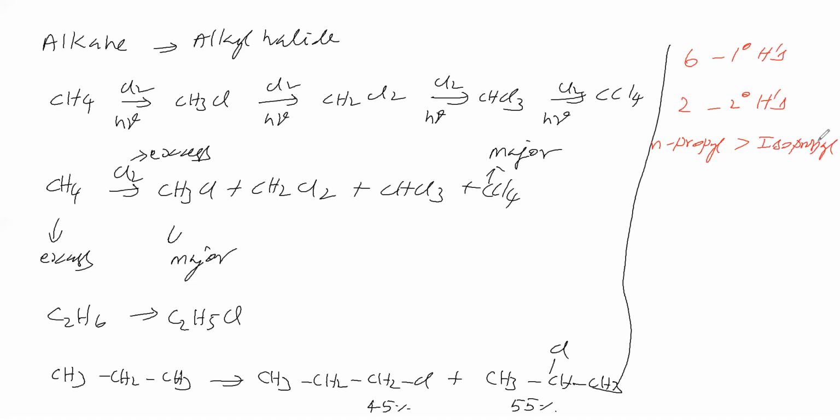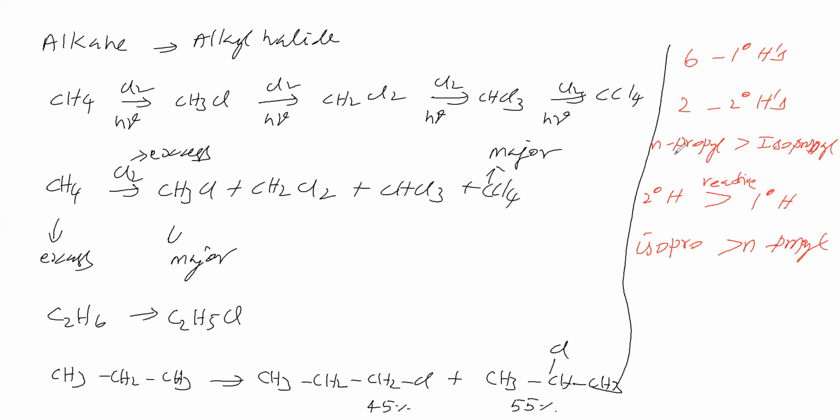Okay. Next, we'll see: secondary hydrogen is more reactive than primary hydrogen. As per this, isopropyl chloride is produced more than N-propyl chloride. But what is the experimental result? You see, N-propyl chloride is 45%, isopropyl chloride is 55%.